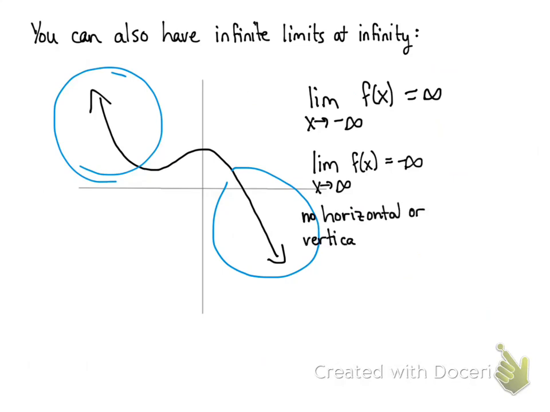So this graph doesn't have any horizontal or vertical asymptotes. It's sort of diagonally asymptotic, and we're not really going to deal with that. But as you go left and right, it doesn't level off. It keeps going up or down. So there's no horizontal asymptotes.